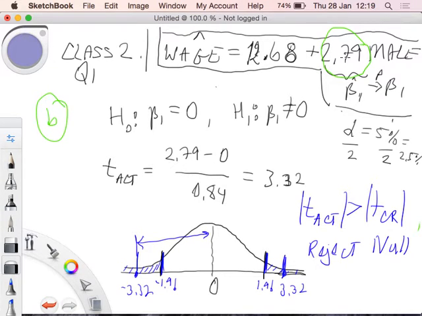Maybe we construct a 95% confidence interval, and we'll have a look at what values it would take in 95% of the cases. Okay, that's reject null now.